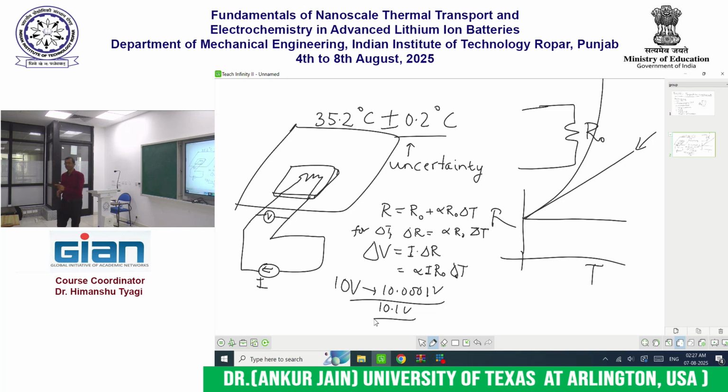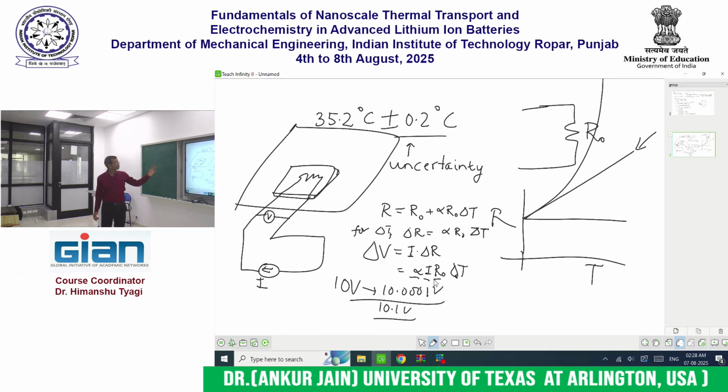So I am interested in increasing the value of delta V as much as I can. What do I need for that? I need alpha to be large, I need I to be large, and I need R naught to be large. Alpha is not in my hands. Alpha is a property of the material, right?